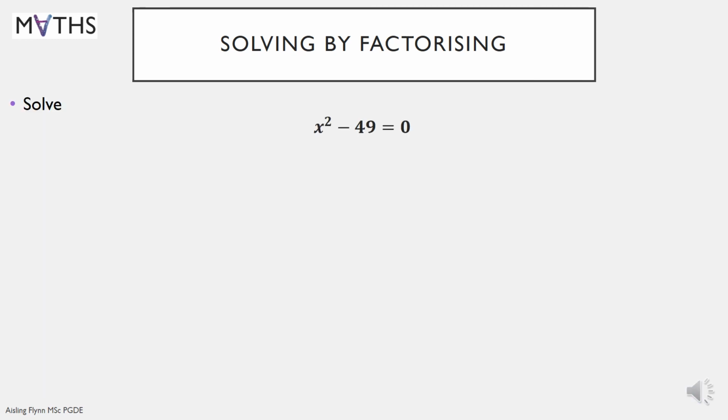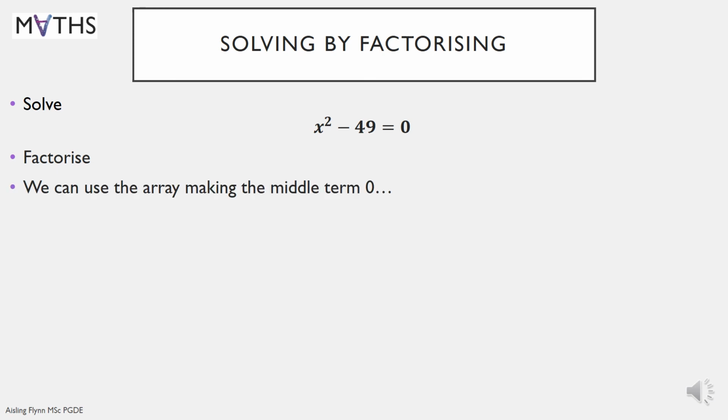Now let's look at this one. x squared minus 49 equals 0. Again, it looks different because there are only two terms. But if we try to do it as the previous one, you see there is no common factor for x squared and 49. So what is this one? Well, we could factorize. We could use the array, the 2 by 2, making the middle x term 0.